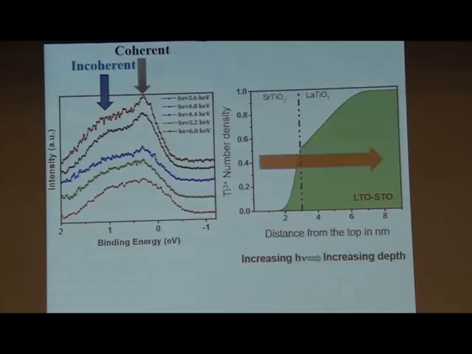Straight away you can see that when I am at high photon energy, so that I am looking from strontium titanate top and looking into the lanthanum titanate, I get this intensity decreasing compared to that. That means I'm getting more correlated. As I'm looking deeper inside, this is less correlated, I'm looking from top. So this being strontium titanate layer up to here, this is the interface, then lanthanum titanate. We found that the titanium 3D electrons distributed this way.